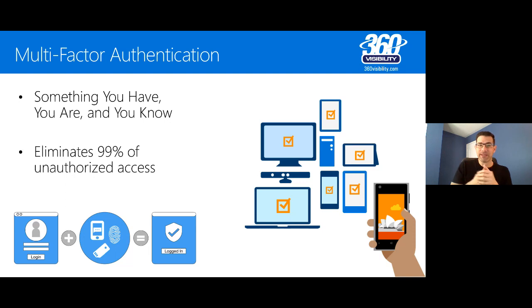So multi-factor authentication, if you don't know what it is, it's something you have, something you are, and something you know. So having 2 out of the 3, which means you have it on your cell phone, you type in a password, something you know, and then maybe something you have, which is a mobile device.